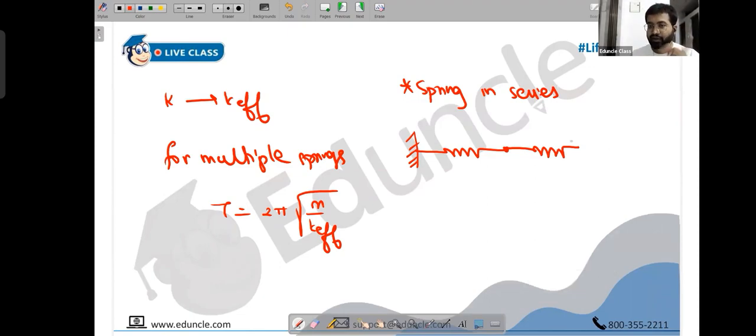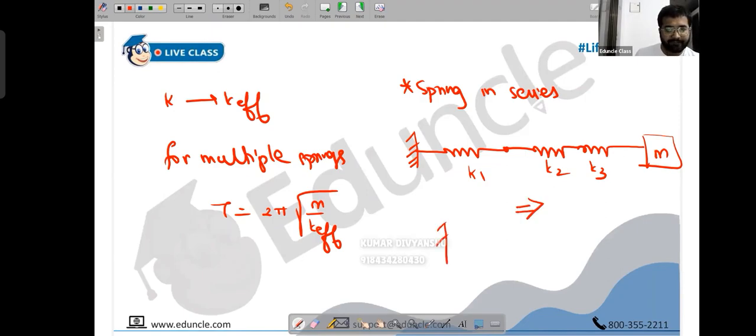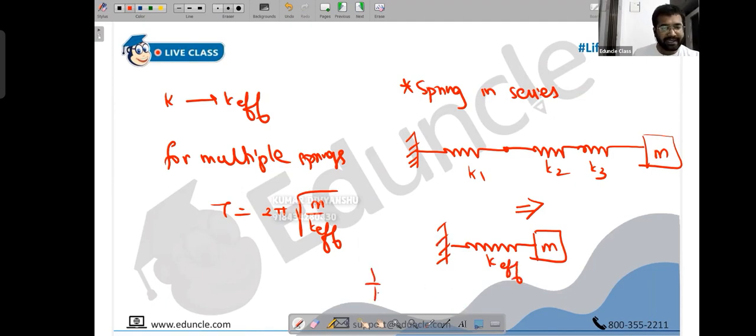What if I give you more springs? You need to remember that this is reciprocal addition. Suppose you have multiple springs in series like this, and there is a block of mass m, and let's say this is k1, this is k2, this is k3. This whole system can be replaced with an effective spring which gives the same result, k effective. And this k effective is not k1, k2, k3. Reciprocal addition happens here: 1 upon k effective is 1 upon k1 plus 1 upon k2 plus 1 upon k3. There is a good derivation for this, but obviously we are not taking that right now in this 1.5 hour class.